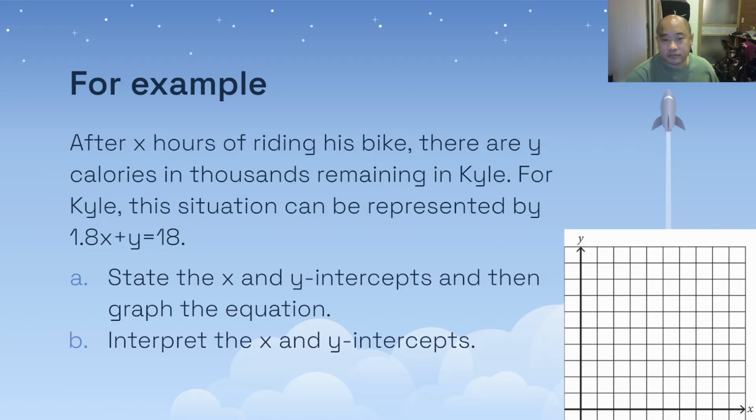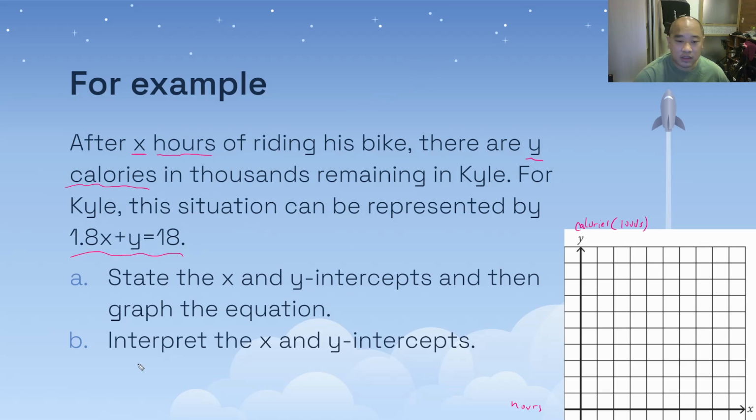Last example. After X hours of riding his bike, there are Y calories in thousands remaining in Kyle. So one thing that we should do is note what the variables are. So Y is calories in thousands and X is hours of riding his bike. So X is hours and Y is calories in thousands. And it can be represented by this. State the X and Y intercepts.